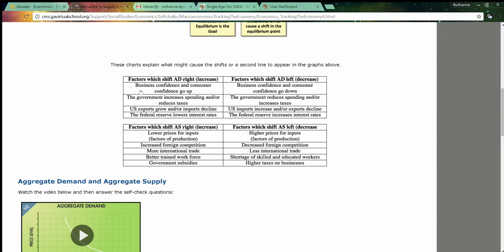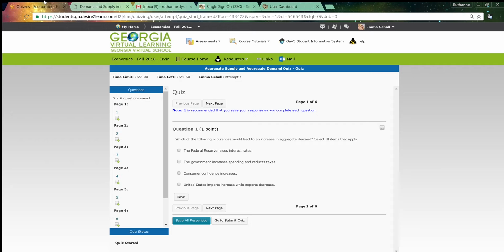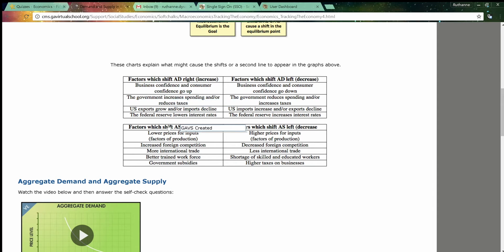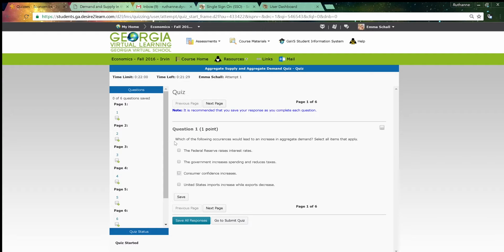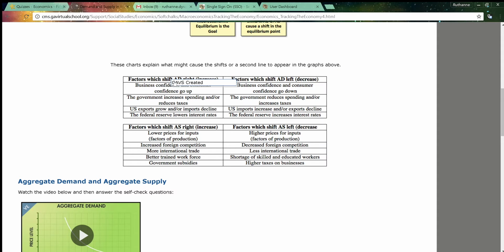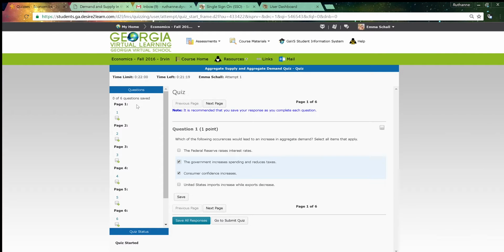So they said increase in aggregate demand. We can come back to our table right here. Increase in aggregate demand: business confidence and consumer confidence. That is a choice. Oops, don't double click it. Government increases spending and reduces taxes. Exports grow and or imports decline, and the Federal Reserve lowers interest rates. So that one's incorrect because that says raises. And imports increase while exports decrease is going to be incorrect as well because that means that aggregate demand is decreasing.